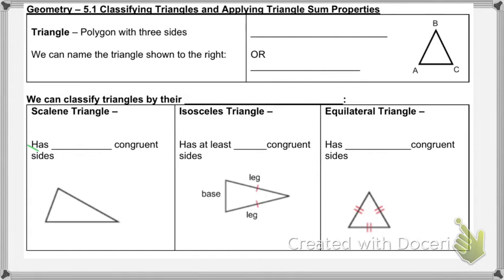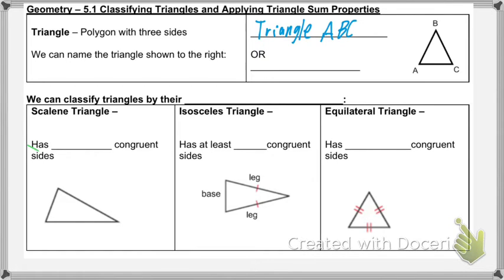So a triangle, our definition of it is a polygon with 3 sides, okay? A polygon just means a many-sided figure. So it's a polygon with 3 sides. And we can name the triangle shown to the right in a couple different ways. So one way you could do it is you could write out the word triangle, and you just name the 3 points of the triangle in literally any order you want. So we could do triangle ABC, for example. You could do triangle BCA, BAC. You can do any order you want, any of the 6 possible combinations you could do.